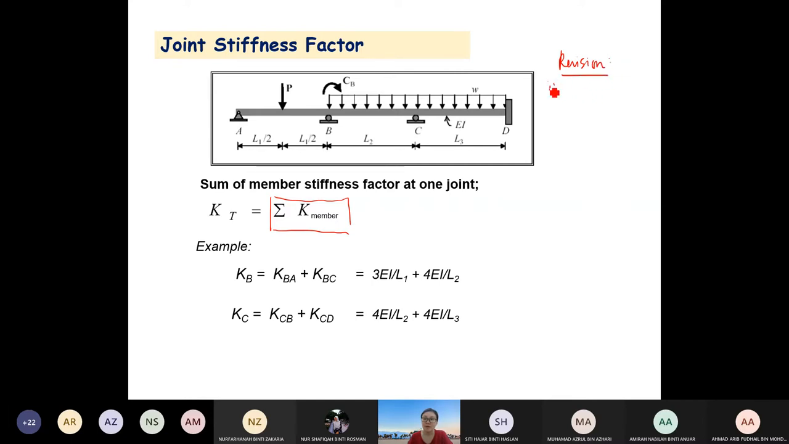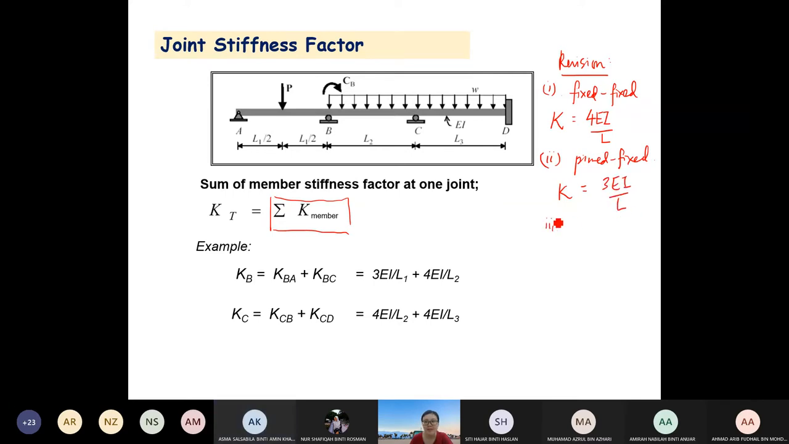Okay, our first case is the internal member with a far end fixed condition. I want to summarize that. In this fixed condition, may I know what is the K equation? Has anyone jotted down any notes? 4EI over L. Yes, 4EI over L. Okay, so when it is pin fixed condition, 3EI over L. Thank you very much.